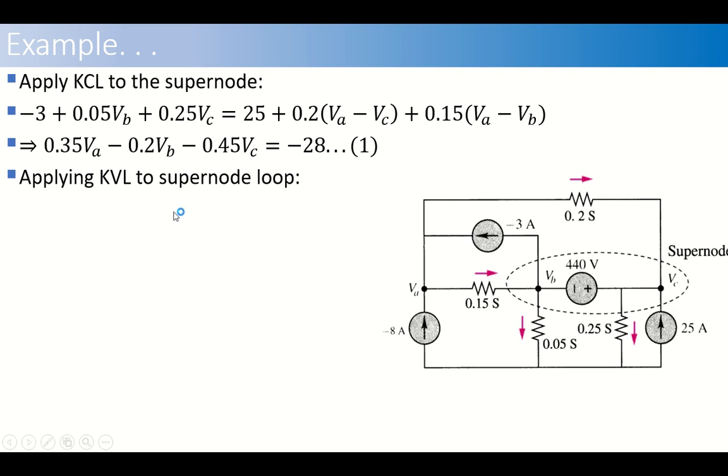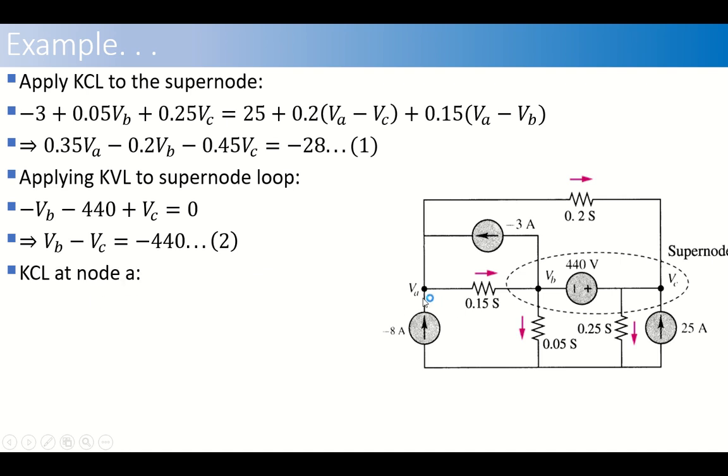Now you can see that we don't have any choice of applying KCL at any of the other nodes, that is, at node B and node C. So we have to apply KVL at the super node. If we start from this point, we have minus VB and minus 440 plus VC is equal to 0, or VB minus VC is equal to minus 440. Let's call this equation number 2.